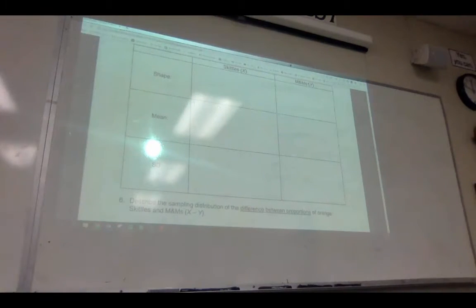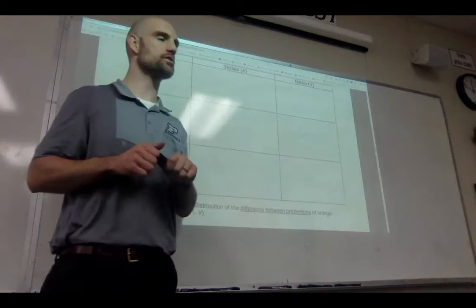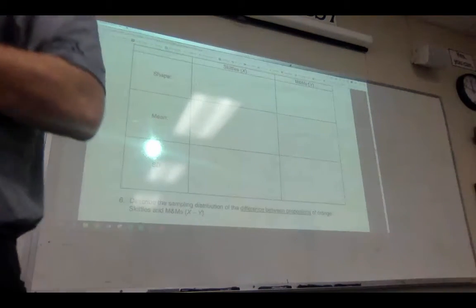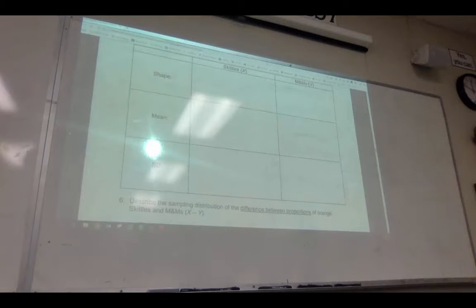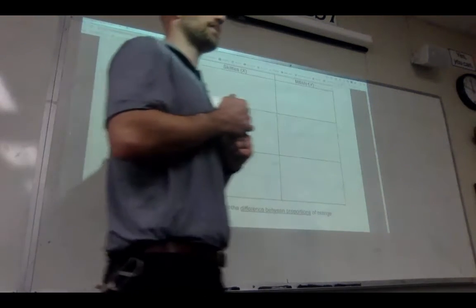Oh, it's the large counts thing. So the large counts, we use it for independence? No. That's for normality. The 10% rule is for independence, and for the mean and standard deviation, very much additive.